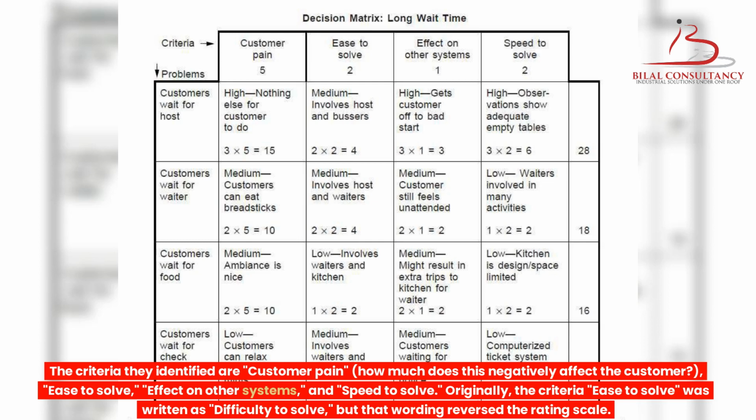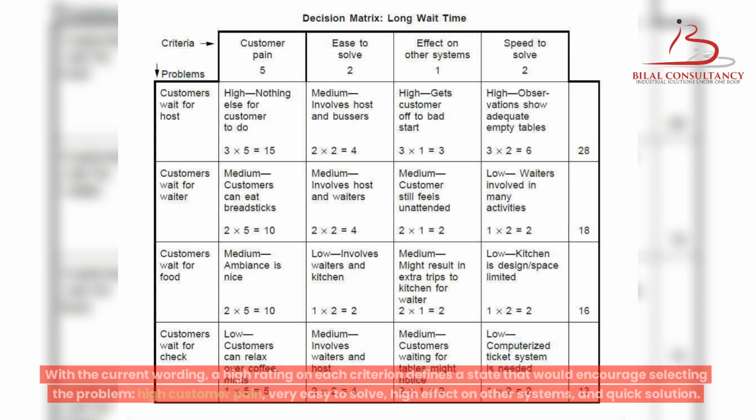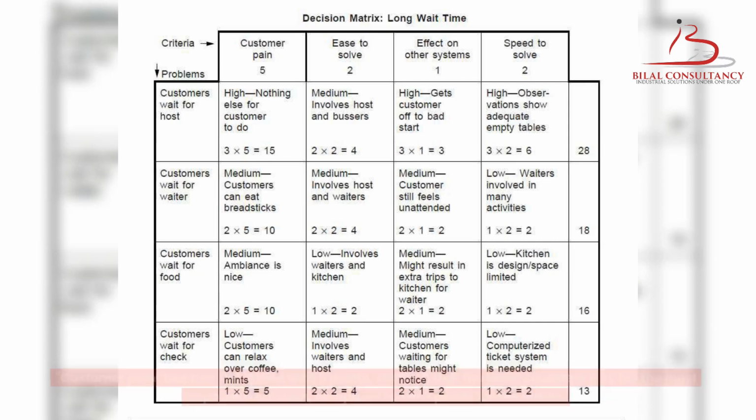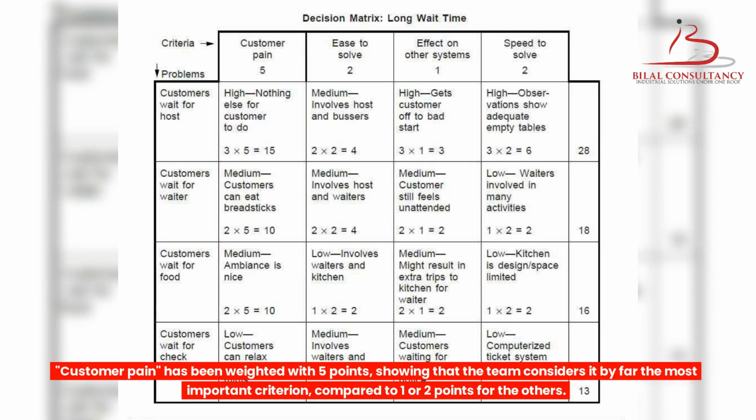Originally, the criterion ease to solve was written as difficulty to solve, but that wording reversed the rating scale. With the current wording, a high rating on each criterion defines a state that would encourage selecting the problem: high customer pain, very easy to solve, high effect on other systems, and quick solution. Customer pain has been weighted with 5 points, showing that the team considers it by far the most important criterion, compared to 1 or 2 points for the others.